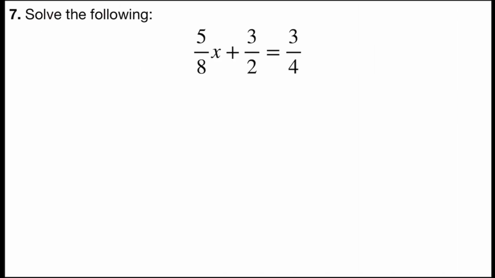Problem number 7 says solve the following: 5/8 x plus 3/2 equals 3/4. So I have an equation and I can go through my equation solving steps.